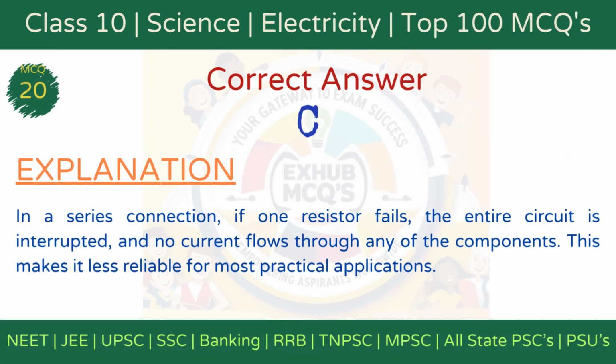The correct answer is option C, failure of one affects all. Explanation: in a series circuit, if one resistor fails or is disconnected, the entire circuit is interrupted. This makes the configuration impractical for applications requiring independent operation of components.